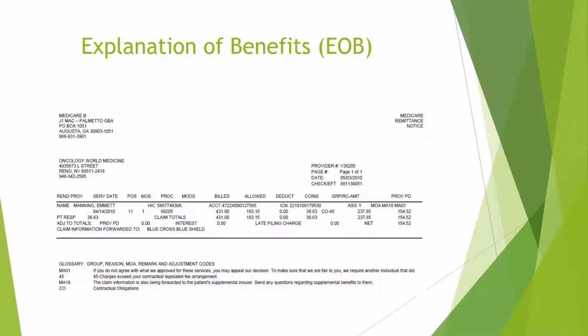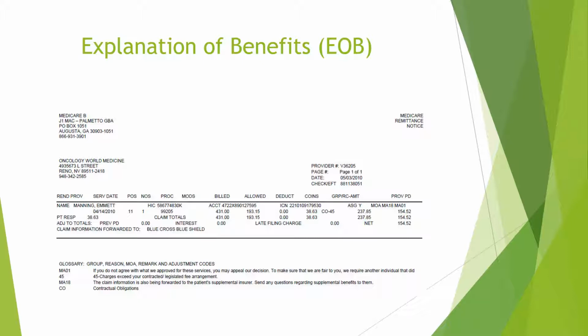So let's see. The EOB also provides us with our provider number, which a lot of times would be our NPI. Sometimes you'll see the tax ID number listed on the EOB.